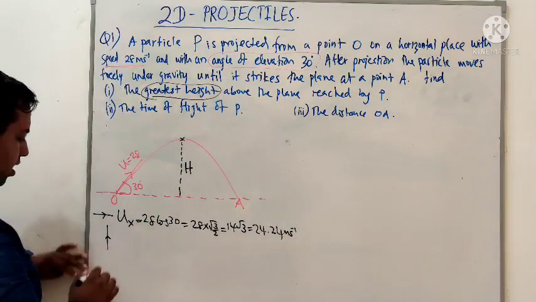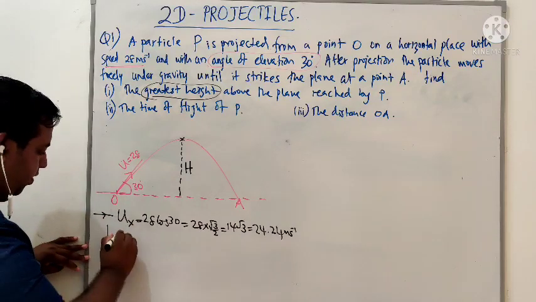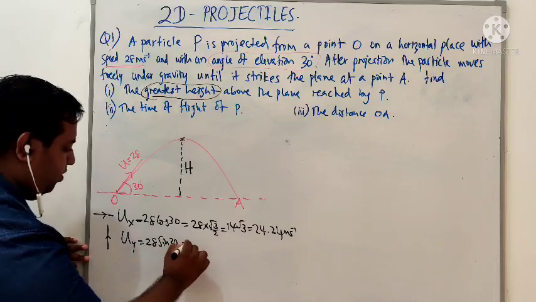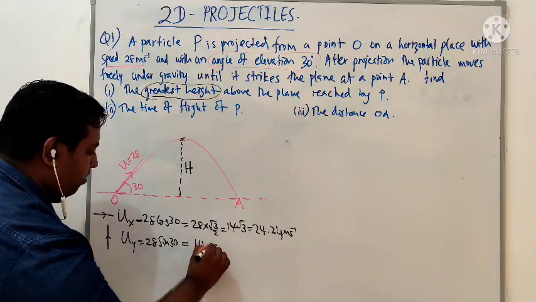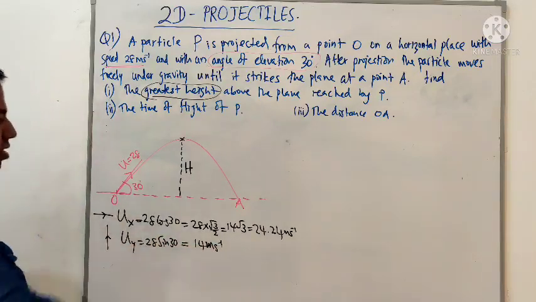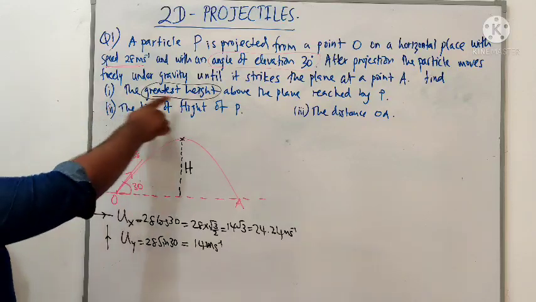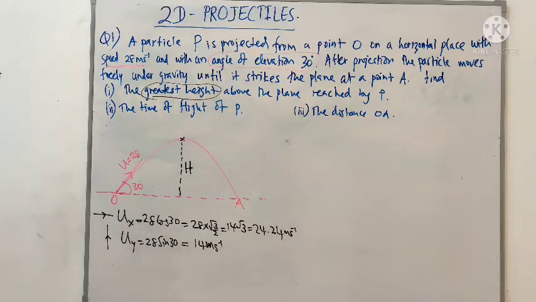And the vertical upwards component, you have 28 sine 30. We know sine 30 is half. So 28 and a half, 14 meter second minus 1. In Cambridge distance, you can use the calculator. Right, Ux, Uy, 28 sine 30, 14 meter second minus 1. Okay, fine. Now, the greatest height above the plane reached by P.